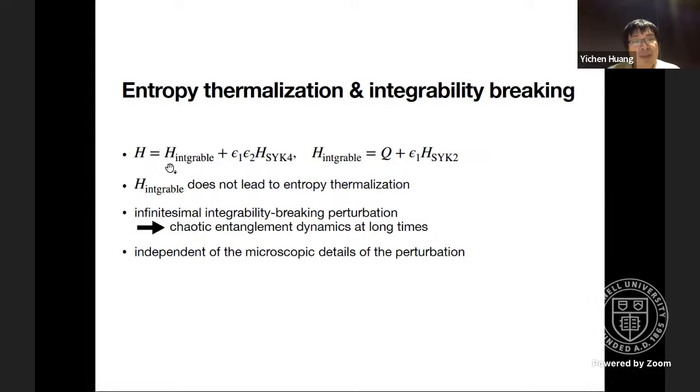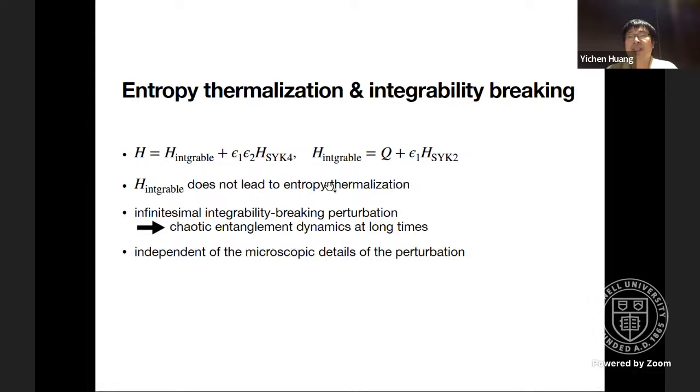Recall that our Hamiltonian consists of two parts, the integrable part plus some perturbation to the integrable part. And for the integrable part, we don't have entropy thermalization. This is because the integrable part is a free fermion Hamiltonian, and our initial state is also a free fermion state. So if we only have the integrable part, then the time evolved state is always a Gaussian state. And for a Gaussian state, we don't have entropy thermalization.